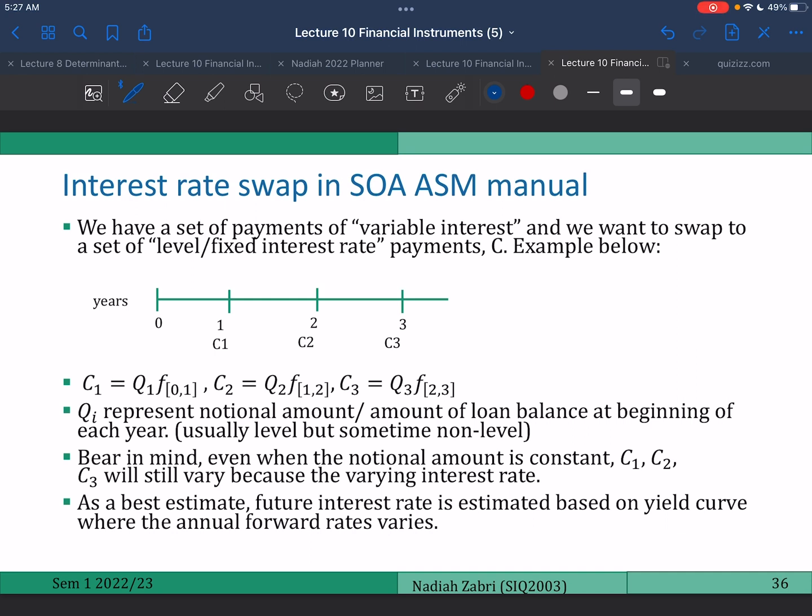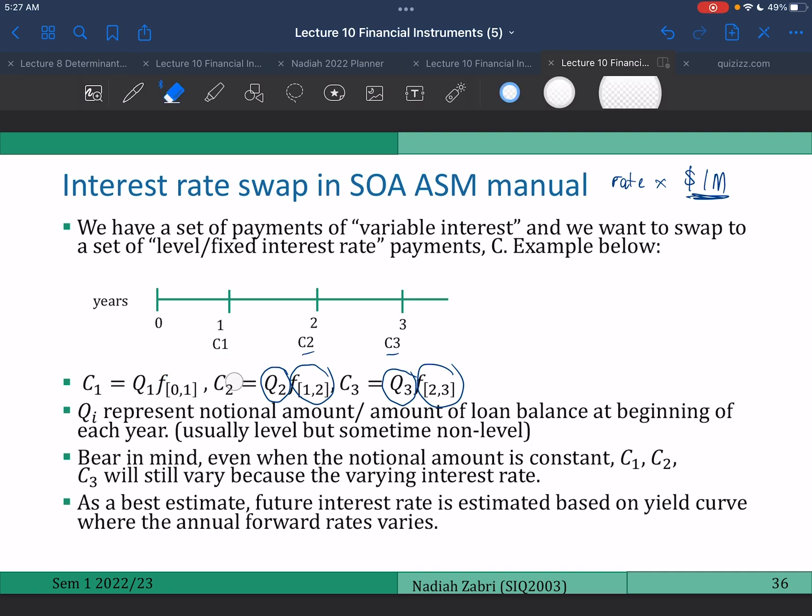So we have this variable swap payment, C1, C2, and C3. And C1, C2, and C3 are based on a notional amount times the variable rate. So C2 is also a notional amount times the variable rate. Notional amount is like the principal amount. We saw an example before, right? Rate times a notional amount. So let's say $1 million. So this is the notional amount. So C3 is also the same: a notional amount times a variable rate.